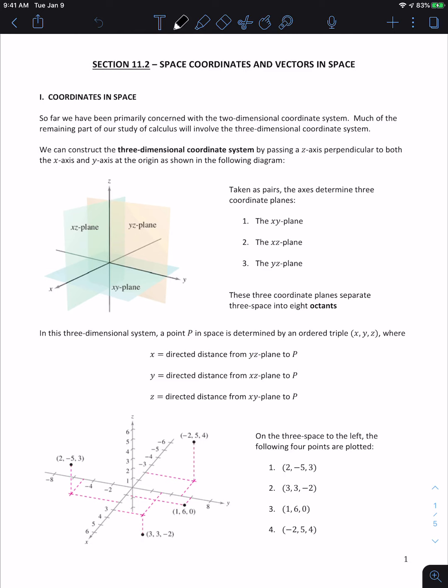We can construct the three-dimensional coordinate system by passing a z-axis perpendicular to both the x and y axis and the origin as shown in the diagram. Right, so our x-axis, typically the way most books do it, comes almost like out from the book. And then the y-axis is, again, what we're familiar with, and it goes this way. And so this back here is the negative y-axis, right? And then this back here is the negative x-axis.